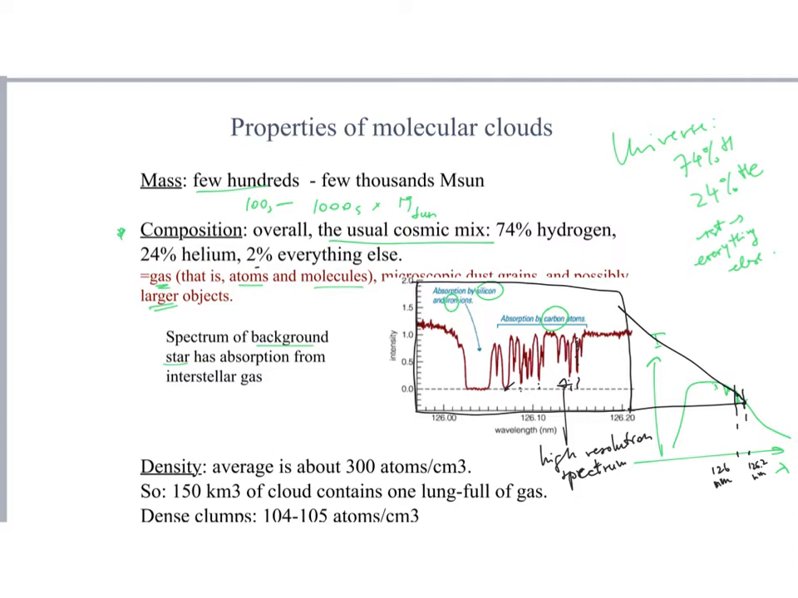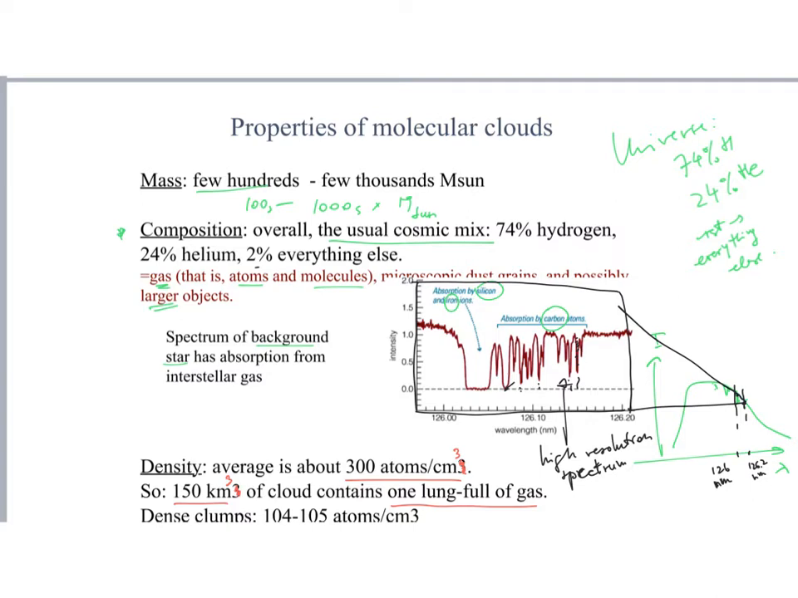All right. Now, how dense are these molecular clouds? Okay, so you might be in for a surprise, but guess what? In a volume of 150 kilometers cubed, the material in that cloud contains about one lung full of gas, your lung full of gas. So imagine how spread out that is, right? You can look at this number: 300 atoms per centimeter cubed.